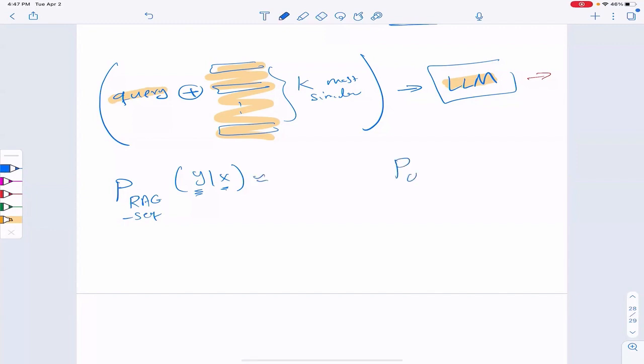What is the chance of generating a sequence Y given an input X? Before, your LLM was just doing it. But now I have some additional information. Let's say my P theta is my LLM. Theta is the set of parameters that I have in my LLM. I'm going to look at the probability of Y generated by X if I add the document Z_i, a relevant document, as the input, and multiply it with the similarity of that document with my X. And I'll sum it up over all documents in my top K similarity.